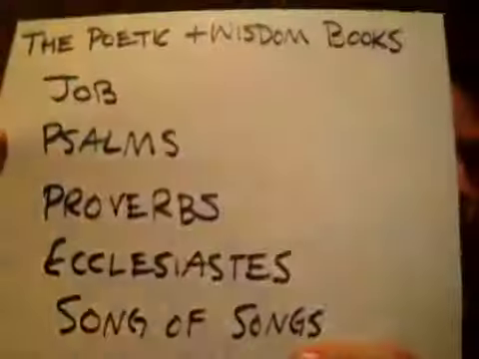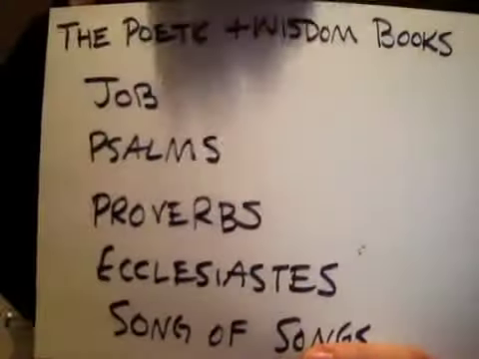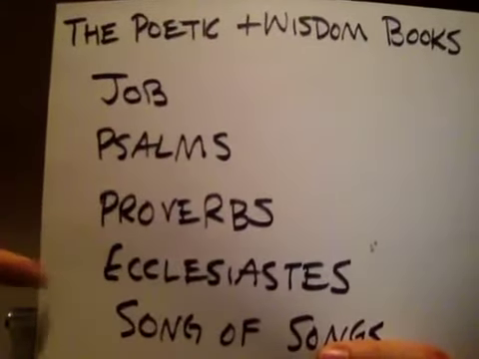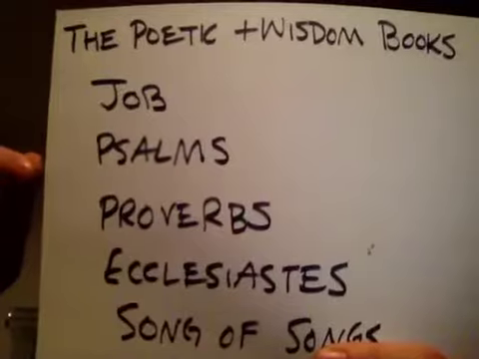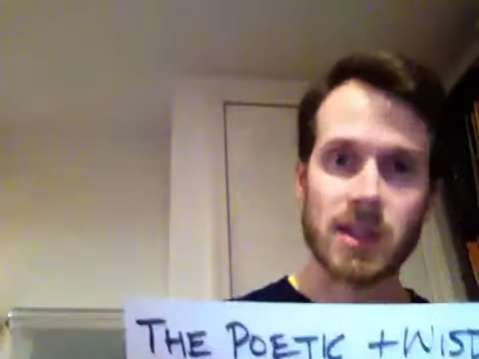After that are the poetic books and the wisdom books. So Job, Psalms, Proverbs, Ecclesiastes, and Song of Songs. The book of Psalms is really a bunch of songs. A lot of them were written by King David. One that you probably know is Psalm 23. The Lord is my shepherd, I shall not want. He makes me lie down in green pastures. He restores my soul. And it continues.